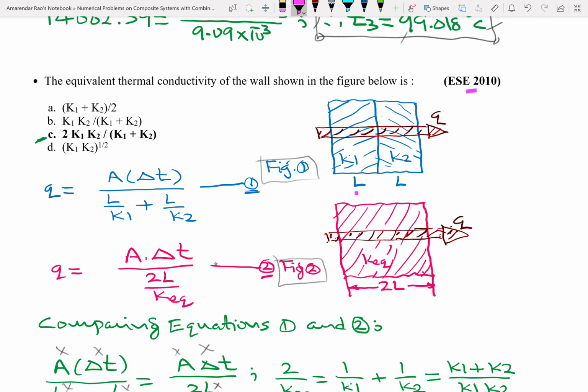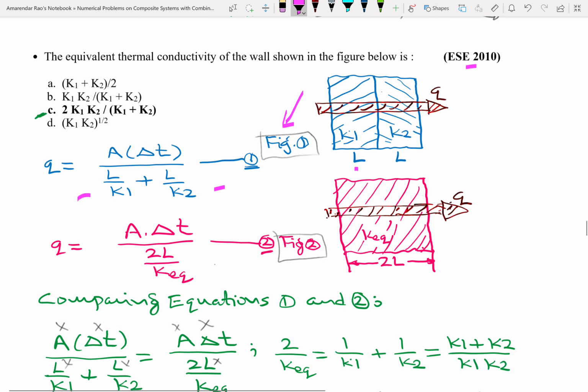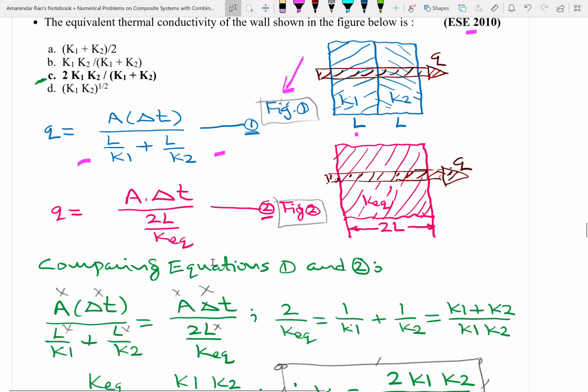Because L by K1A is the thermal resistance offered by the first wall, and L by K2A is the thermal resistance offered by the second wall. This is equation 1, which corresponds to the given composite wall. Then we replace this wall by a mathematical wall of the same thickness, L plus L, 2L, thermal conductivity K equivalent, same heat transfer rate, same area. Then we can find Q as A delta T by 2L by K equivalent, because its conductive resistance will be 2L by K equivalent A.